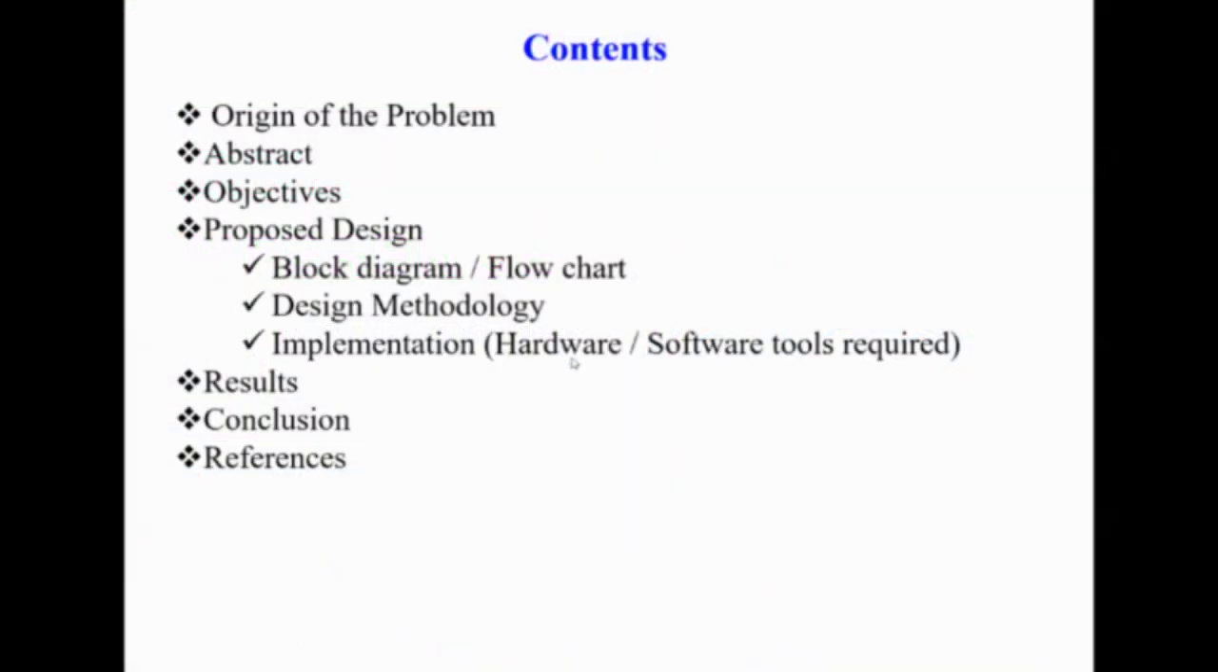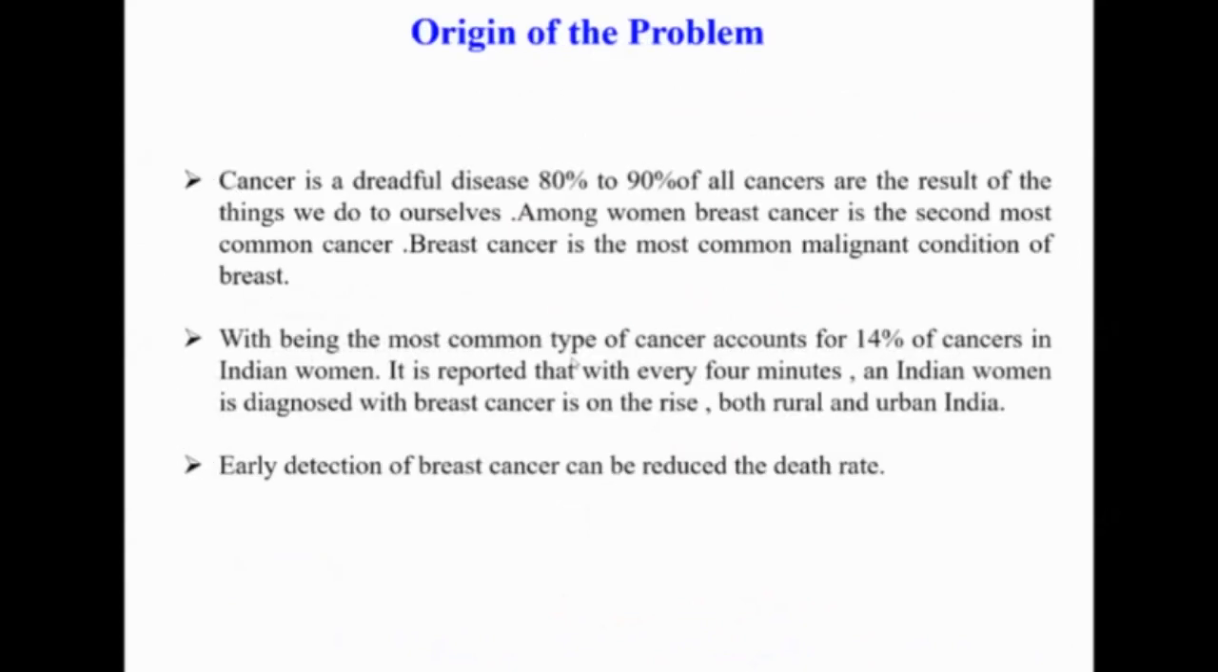These are the contents of my project. The main reason for choosing this project is, as we know, breast cancer is the second most common disease, and 80 to 90% of cancers are fatal diseases. 14% of the women in India are being affected by this cancer. Due to unawareness of this cancer, they are not getting proper treatment. So our aim is to detect breast cancer in earlier stages.